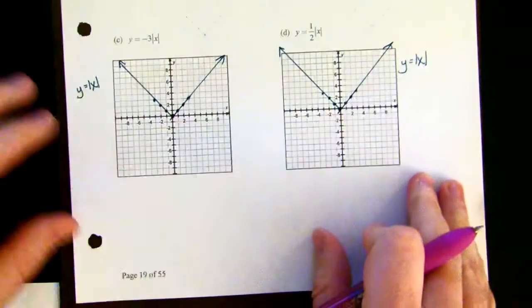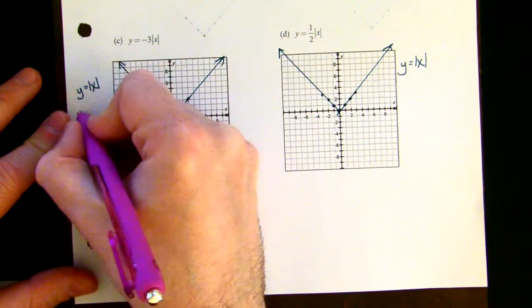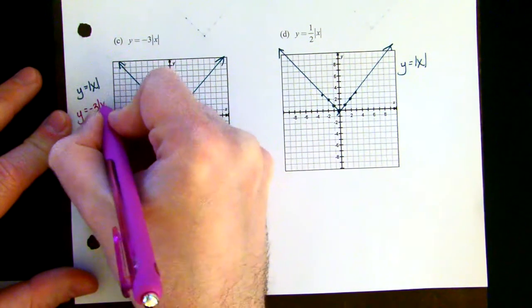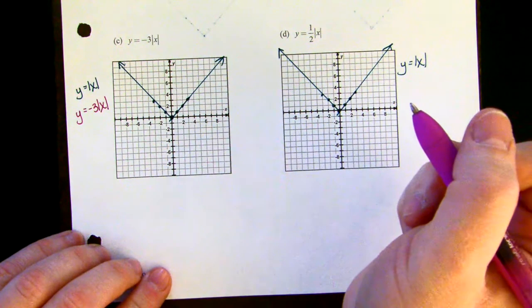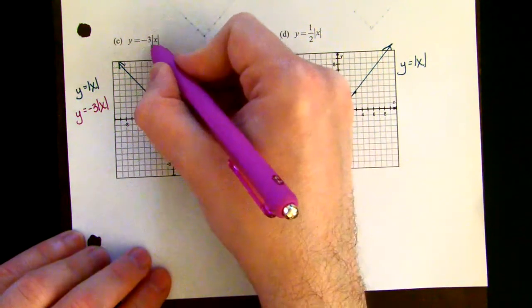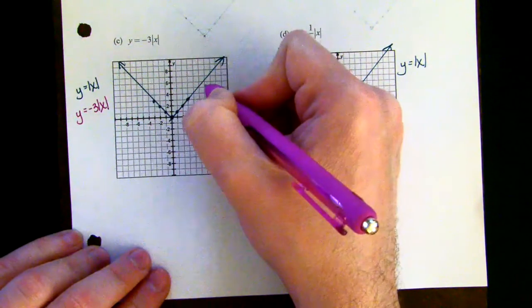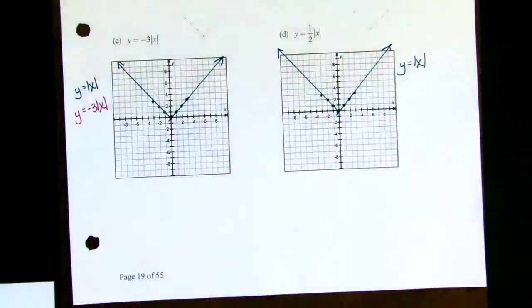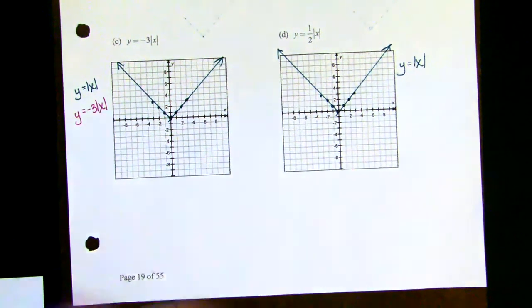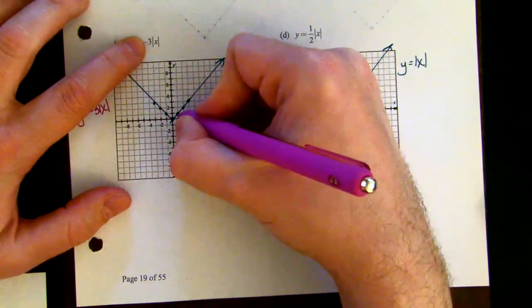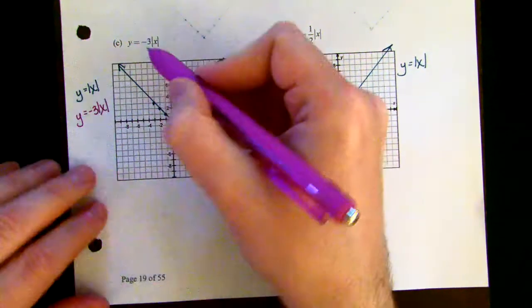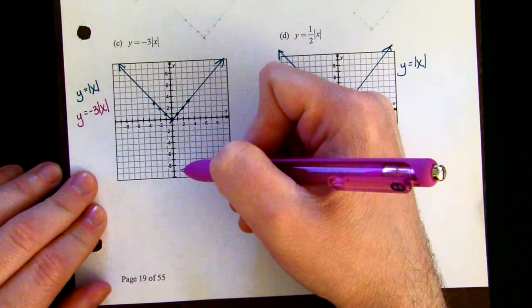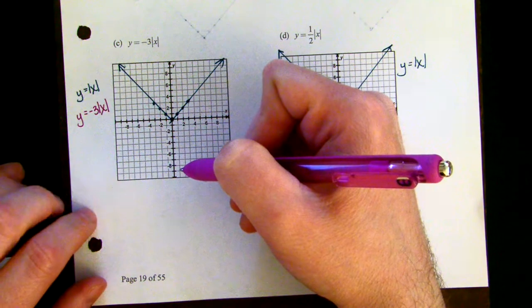Now, moving on to letter C, y equals negative 3 times the absolute value of x. Well, we're just going to multiply all those y values by negative 3. What do you think the 3 is going to do to our graph? Is it going to make it wider, or is it going to make it narrower? Well, that's a vertical stretch by 3, so I think if we multiply things by 3, it's going to pull everything up. It's going to make it narrower. What's the negative going to do? That negative is going to flip it over the x-axis. So we're going to do two things at once. We're going to make it narrower, and we're going to flip it.